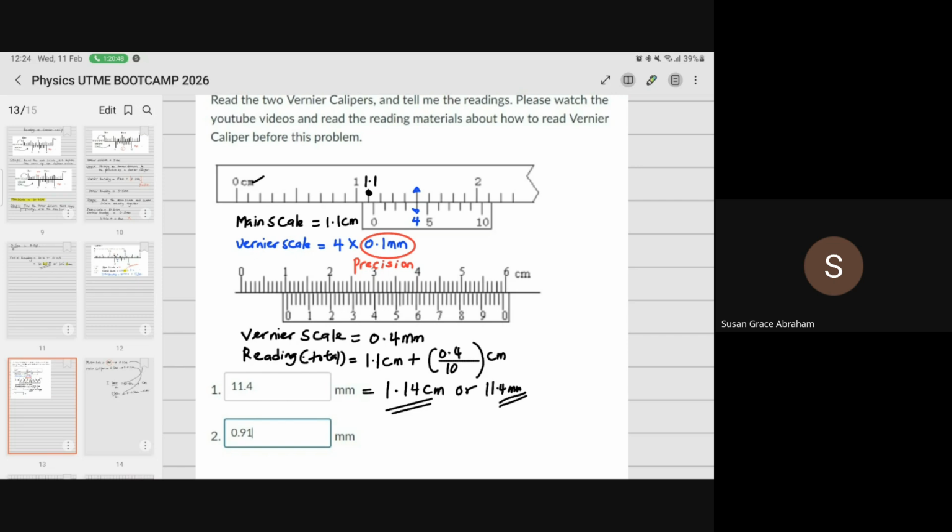I cannot add centimeter and millimeter together. I have to convert that millimeter to centimeter so I can add them, or you can still bring them back to millimeter, since they want our answer to be in millimeter. So that's it. Any question on that? And how do I move from centimeter to millimeter? I multiply by 10, remember, right?